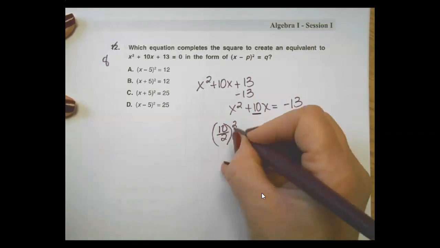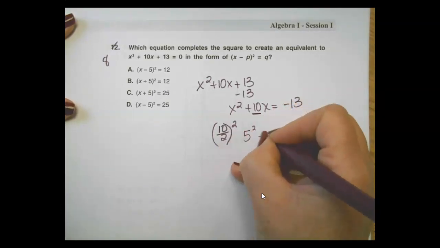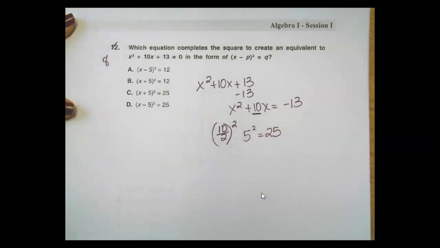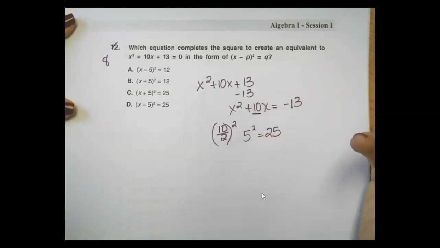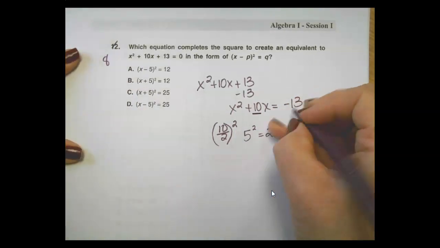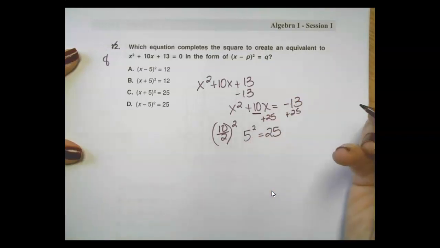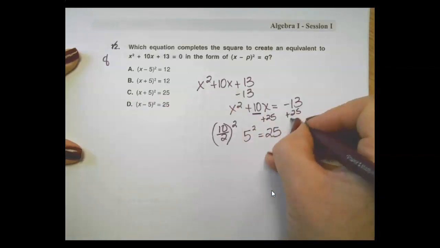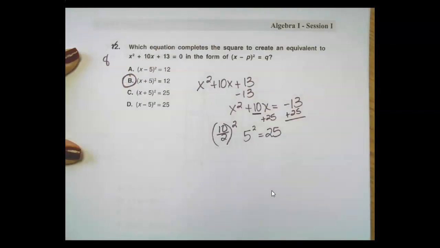Like you're ever going to remember this, right? So that's 5. That actually means 5 squared equals 25. So it's going to be obviously this is where they're coming in with this 5. But what you need to do is add 25 to both sides. And since this is a positive 25, negative 13 plus 25 is 12. So it's going to be that one. I know, pretty bizarre.